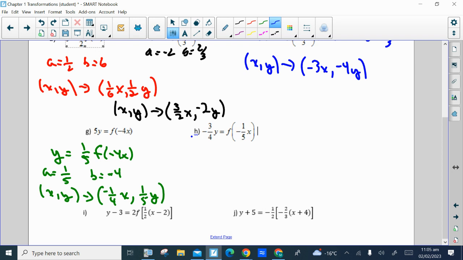Question H, to get y by itself, I would divide both sides by -3/4. Dividing by a fraction is the same as multiplying by its reciprocal. So we can get the same net effect by multiplying both sides by -4/3. So here we have an a value of -4/3, a b value of -1/5.